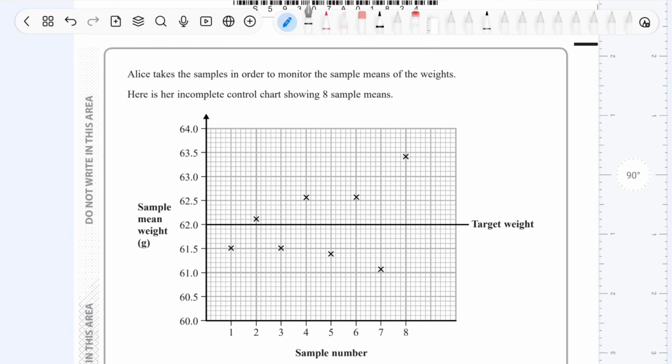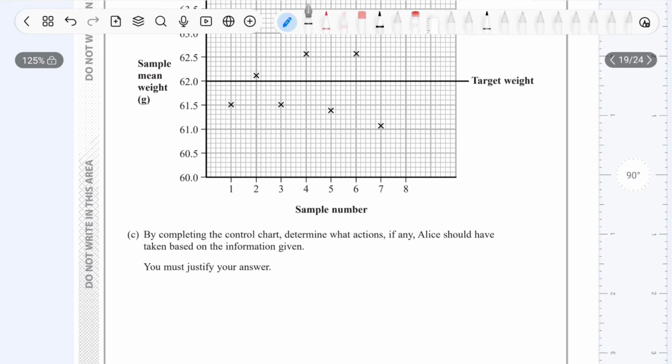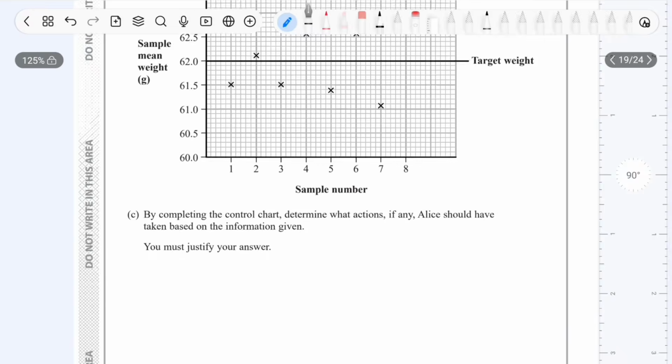Alice takes the samples in order to monitor the sample means of the weights. Here is her incomplete control chart showing 8 sample means. Part C tells us, by completing the control chart, determine what actions, if any, Alice should have taken based on the information given. You must justify your answer.